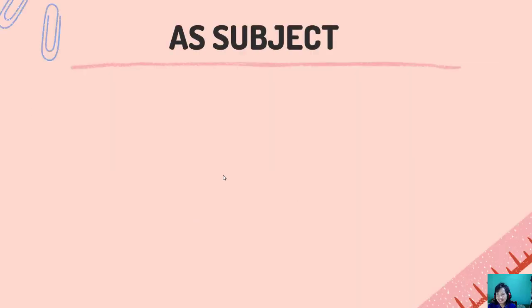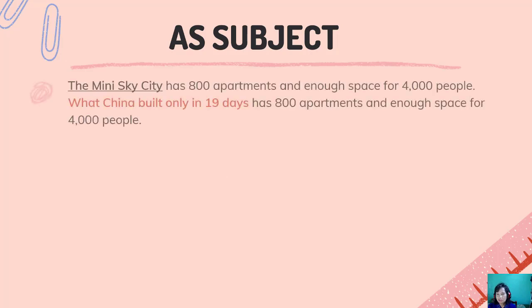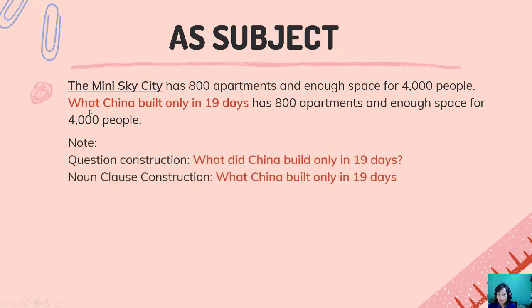Because it replaces the position of a noun, at first we will talk about it as subject. The position is as subject. The mini sky city has 800 apartments and enough space for 4,000 people. This is the noun. What China built only in 19 days has 800 apartments and enough space for 4,000 people. What China built: this is the conjunction, and then this is the subject, and this is the predicate.